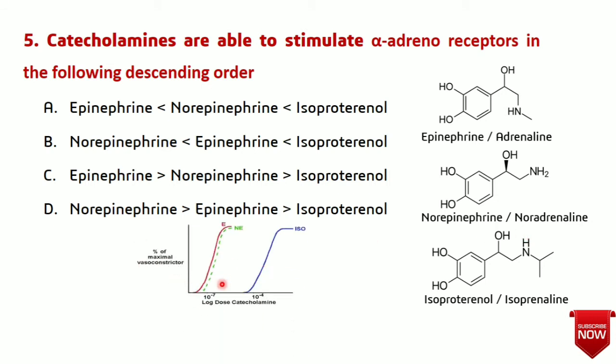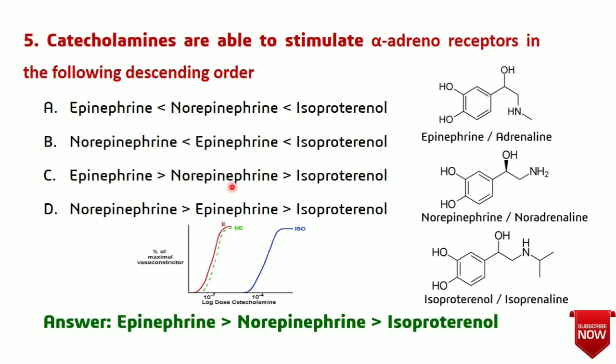We can observe the one figure I represented here, the maximal vasoconstrictor activity we can observe in this graph. The epinephrine having the greater, so descending order means highest to lowest. So epinephrine has the highest vasoconstrictor activity as shown in this figure. Next we can observe the norepinephrine, and next the isoprenaline or isoproterenol. So the order of alpha adrenoreceptor stimulating activity of catecholamines in descending order is epinephrine, norepinephrine, and isoprenaline. So C is the answer you can observe.